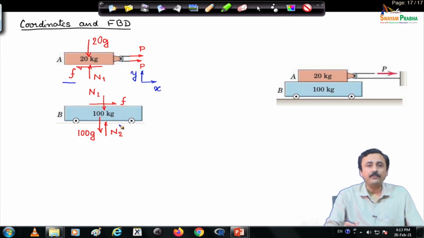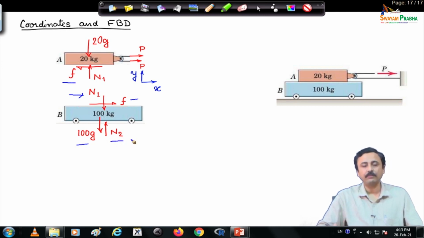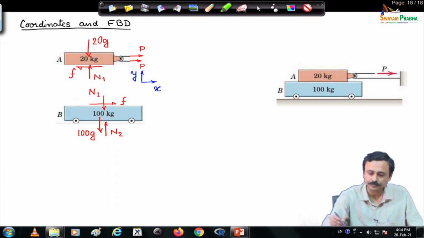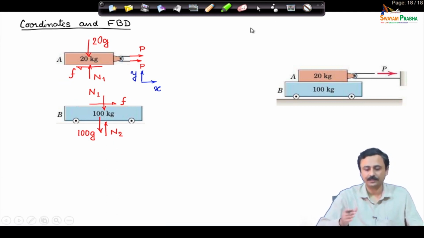Okay. Then on the 100 kg block, using Newton's third law, the normal reaction is N1 in the vertically downwards direction, force of friction is opposite to the force of friction on the 20 kg block, weight of the 100 kg block and net normal reaction from the ground on the 100 kg block. So, that completes the free body diagram of the individual blocks.